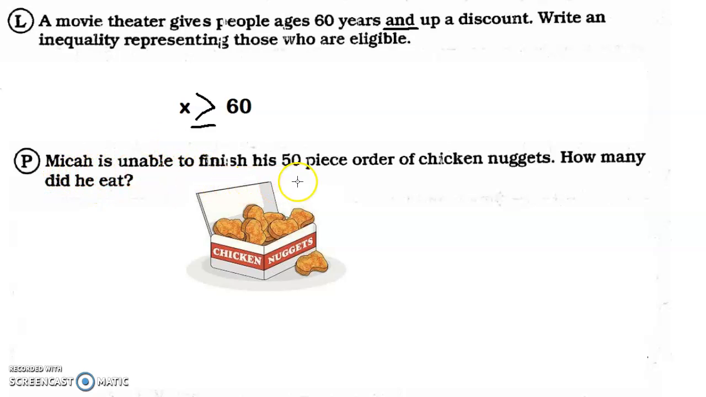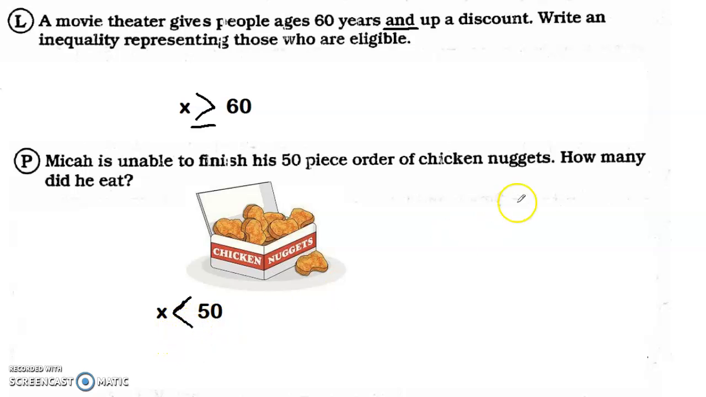Well, Mika is unable to finish his 50-piece order of chicken nuggets. How many did he eat? So we're going to say x because that's the number we don't know, and 50, right? That's what we're dealing with. And he's unable to eat 50. That means he ate less than 50, didn't he? So he could have eaten 25, he could have eaten 10, he could have eaten 1 and been like, ew, this is gross, I'm not going to do it. So we have to think what represents less than. So x is less than, like my L, right? I'd rather have the bigger number by the 50.